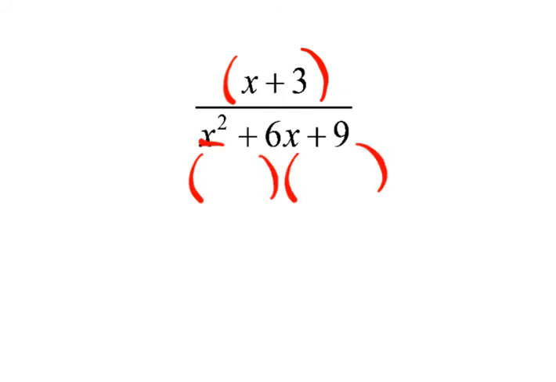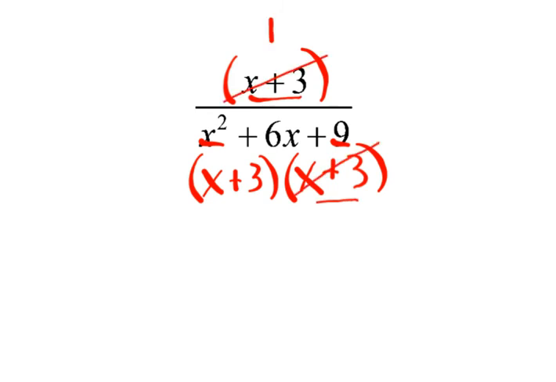To get x squared, we do x times x. And then we need factors of 9 that add to give us 6. So that's going to be 3 plus 3 and plus 3. That's what we've been practicing. We see they have a common factor of x plus 3. So that cancels. We're left with a 1 on top and an x plus 3 on the denominator. So 1 over x plus 3.